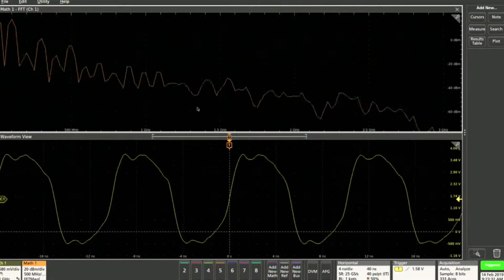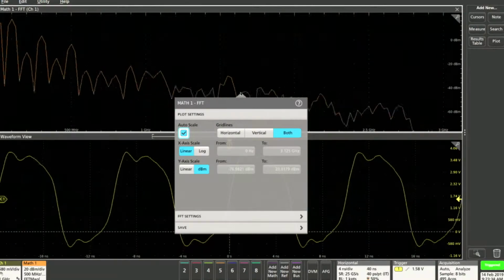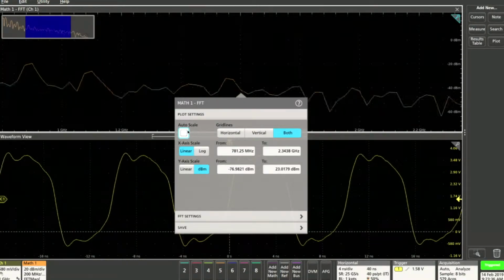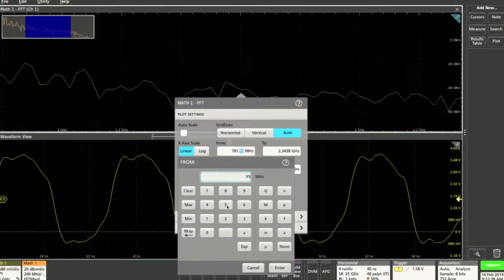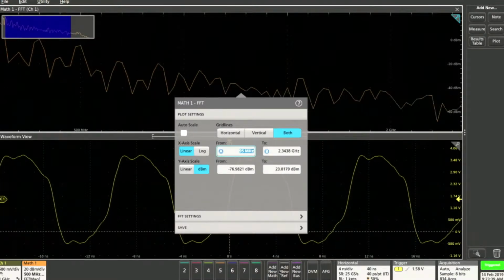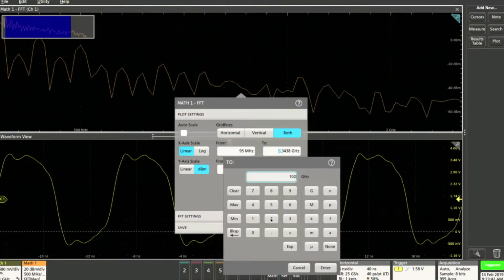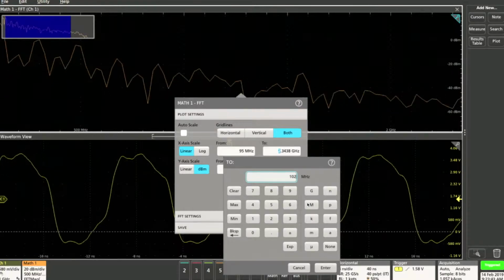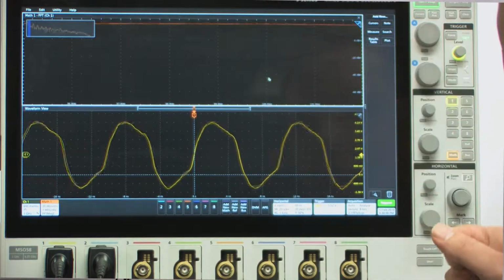But I'm not really interested in the entire spectrum. I'm really just interested in the frequency range of the spread spectrum clock. So I'm going to change my view to 95 megahertz to 102 megahertz. And this is our resulting FFT display. Notice that I just get a flat line across the top.